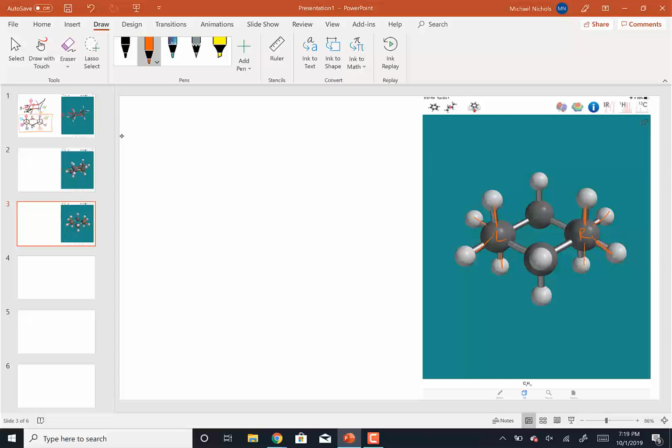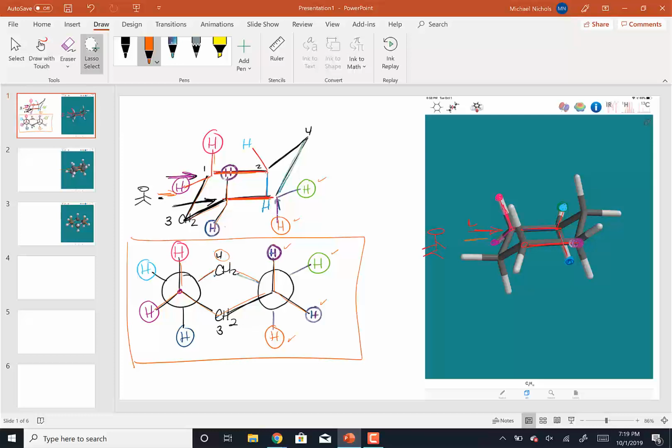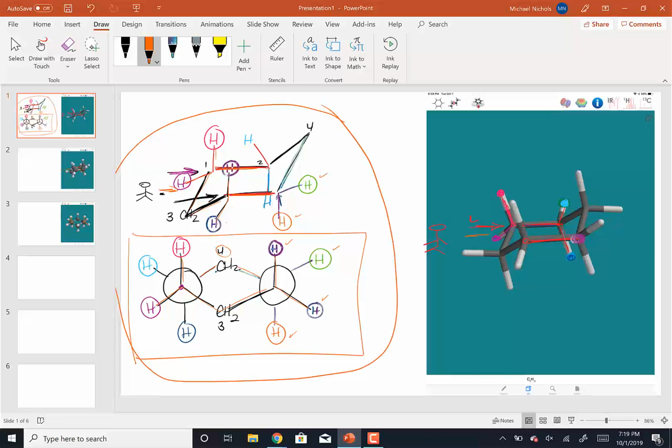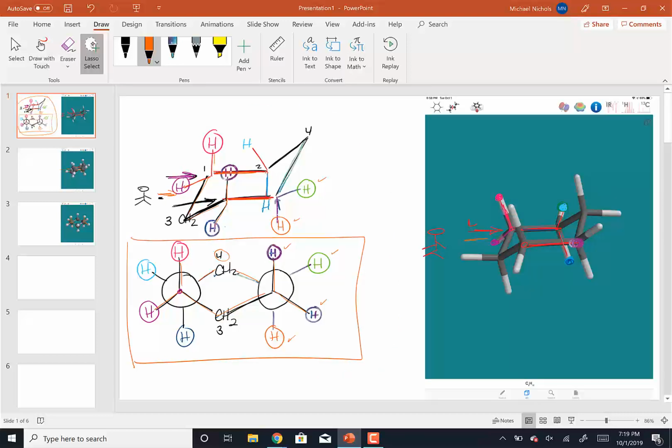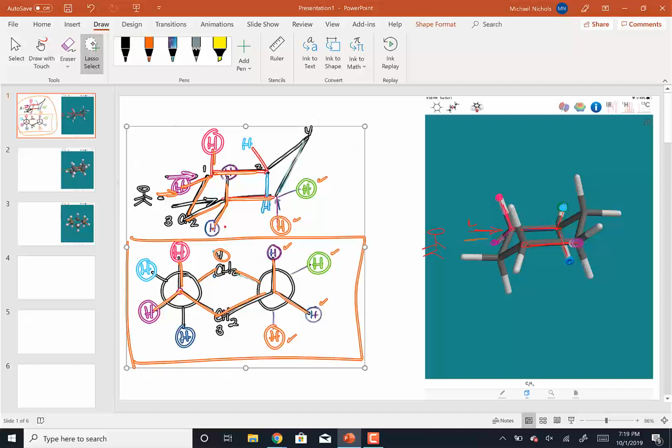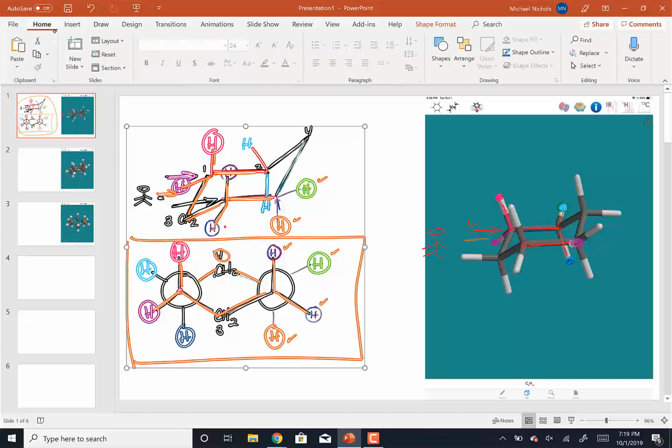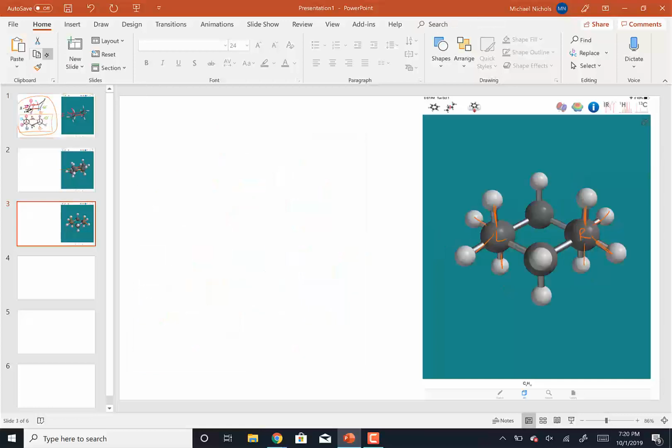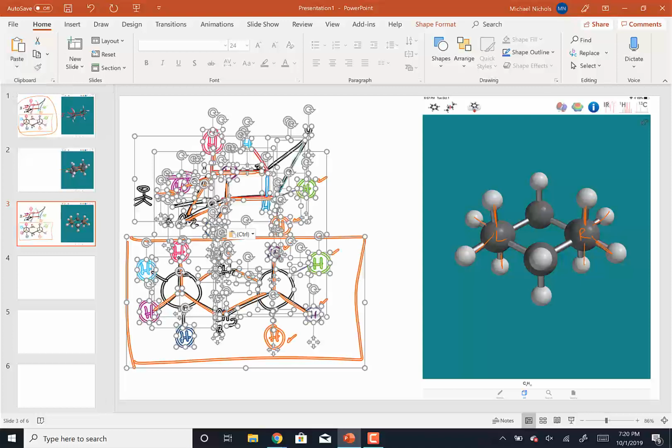So I don't know if I can do this, let me select all of this stuff. It won't let me do that. Let me lasso select all that, copy it, and then come down here and paste it.